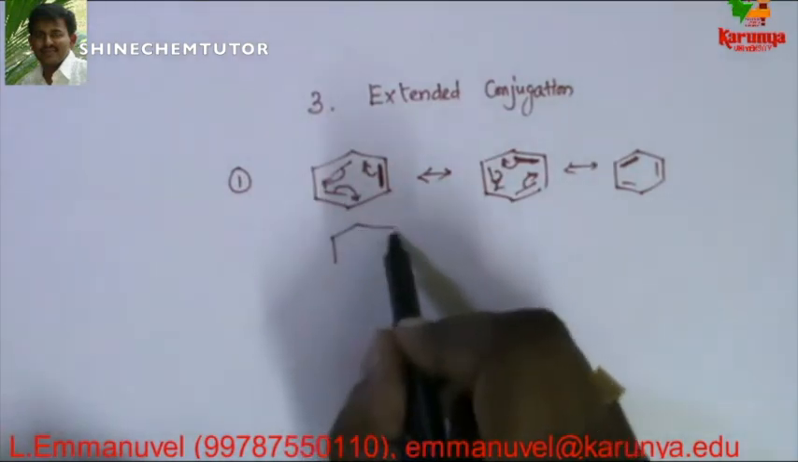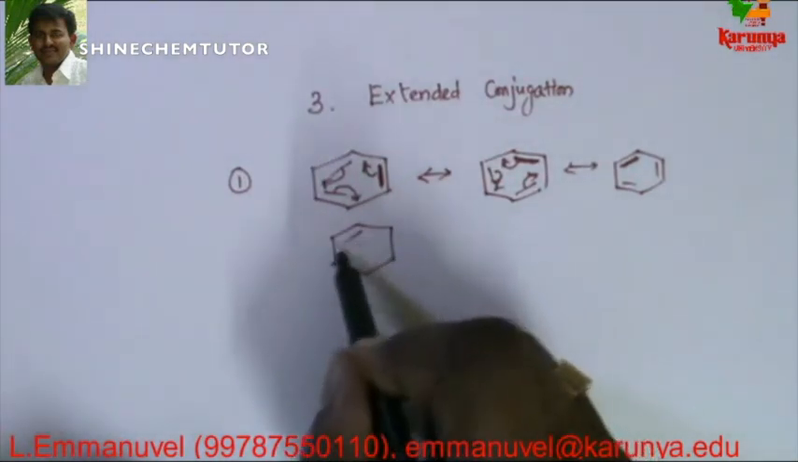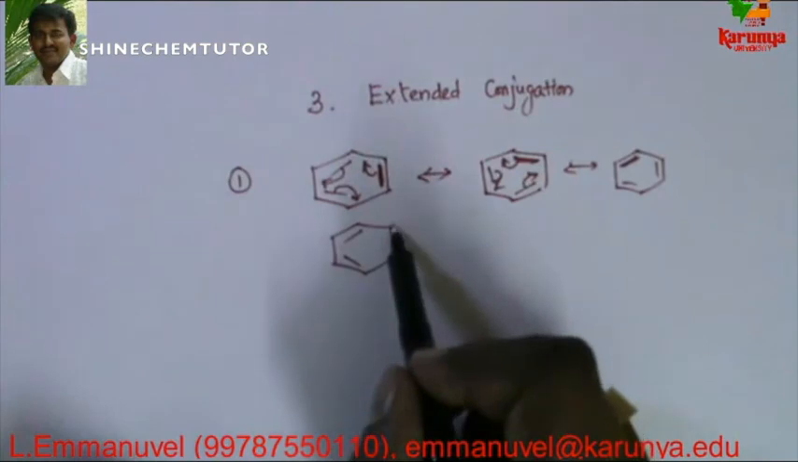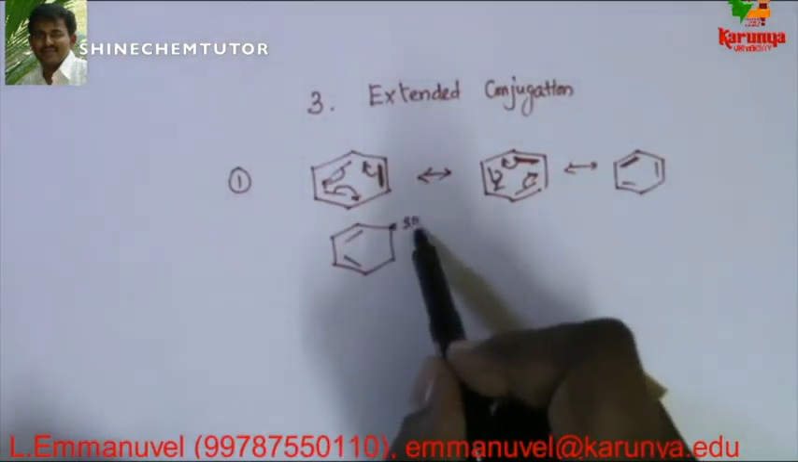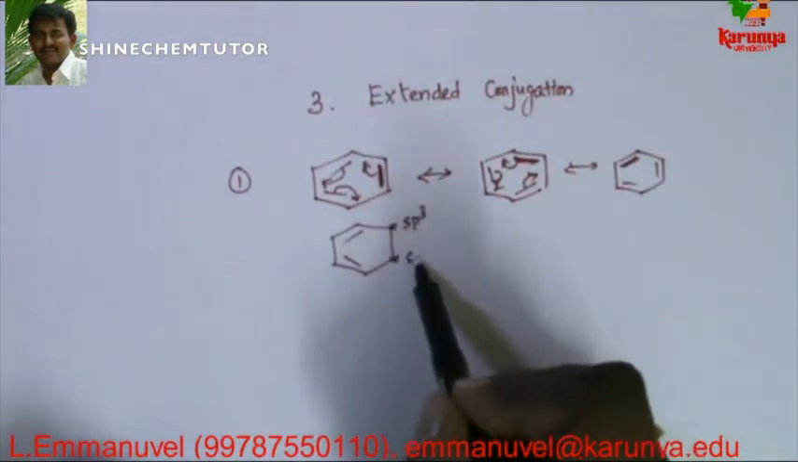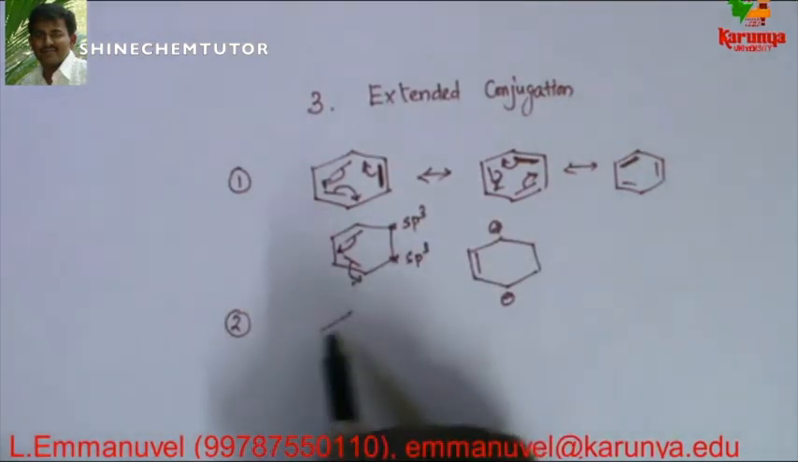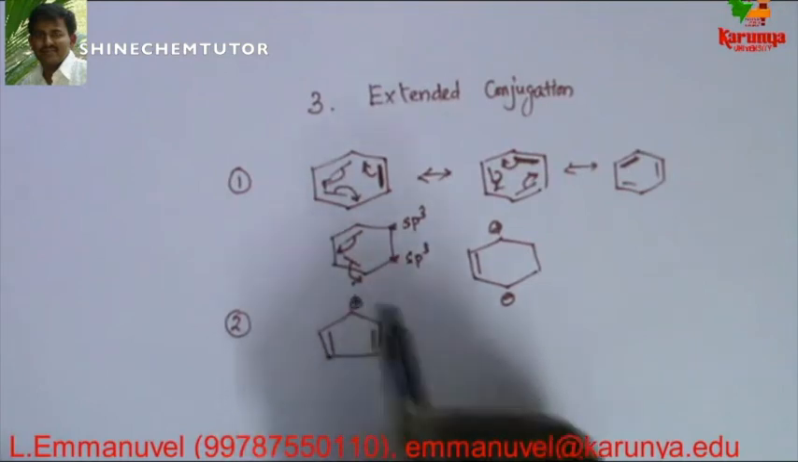That is not possible if there is any sp3 carbon in the ring. For example, this carbon is sp3. This also is sp3. Not only because of this carbon, you can even compare. The extended conjugation is not possible. The plus charge can fall here.